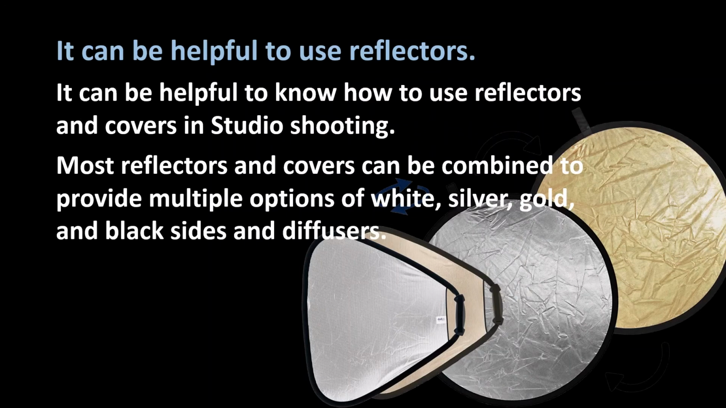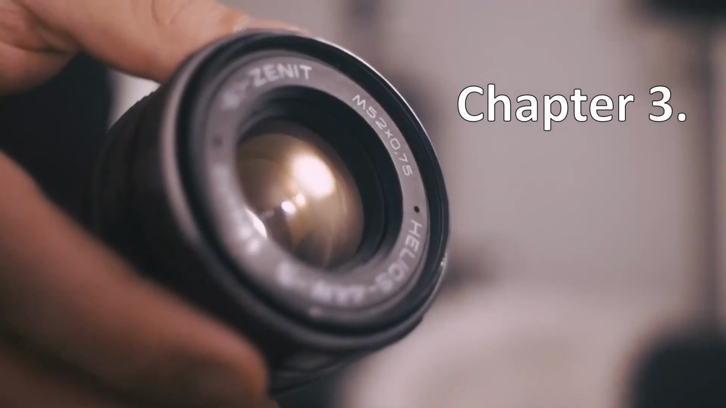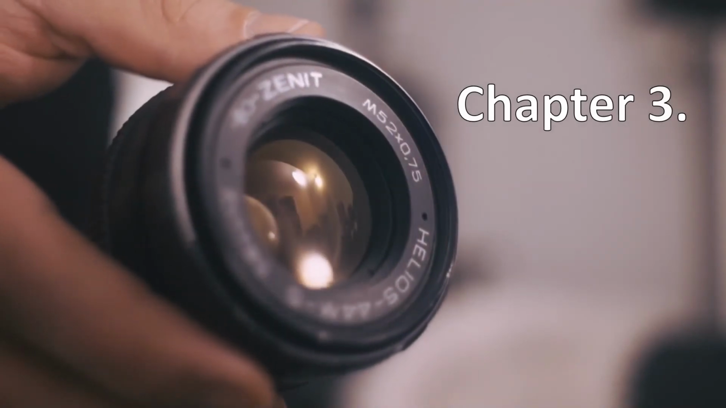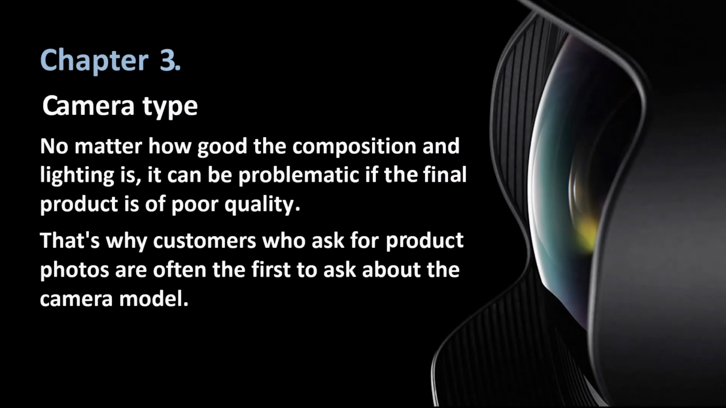Chapter 3. Camera type. No matter how good the composition and lighting are, it can be a problem if the final product is of poor quality. That's why customers who request product photos are the first to ask about the camera model.